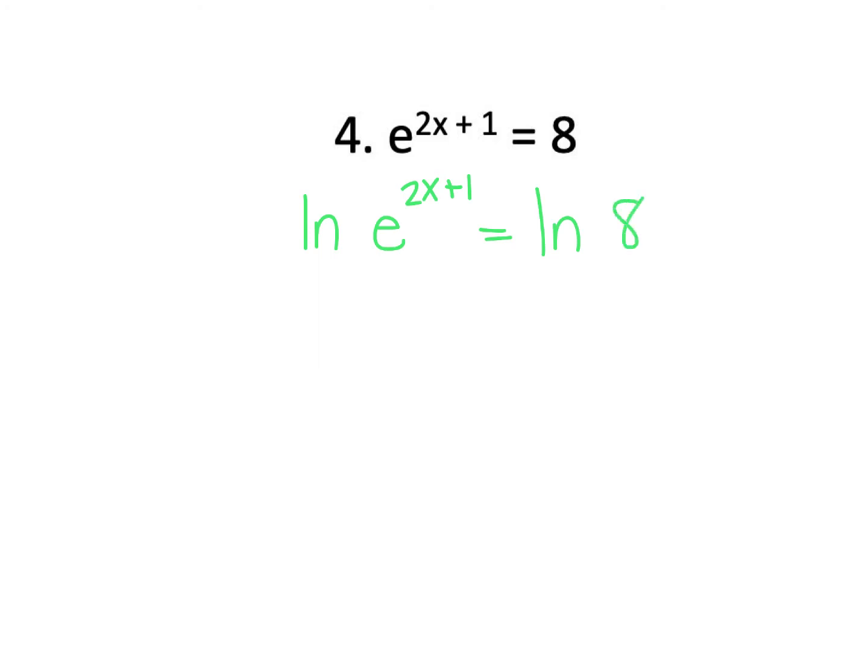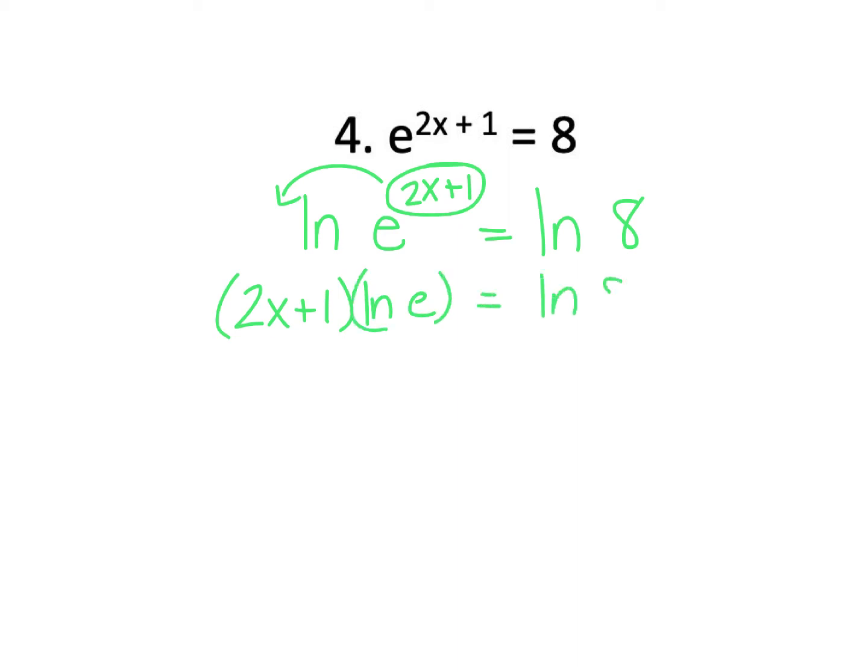All right, now again, I'm going to use my power rule, which means I'm going to bring this 2x plus 1 out to the front. So I would have 2x plus 1 times the ln of e is equal to the ln of 8.